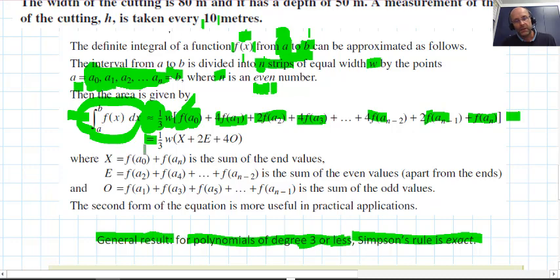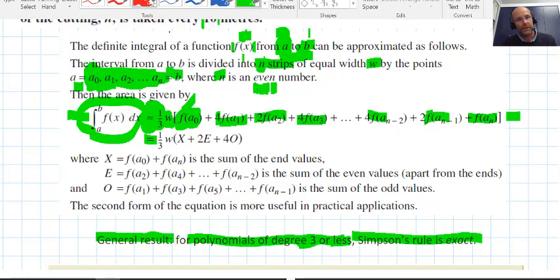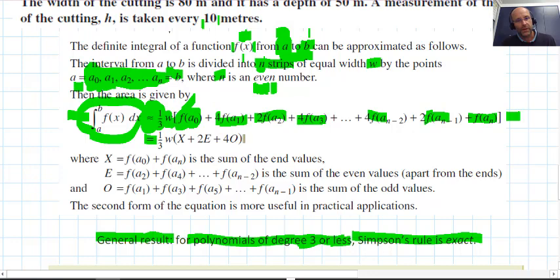Now, that expanded form is a bit cumbersome, especially when there are a lot of strips. So what we do is use some intelligent use of symbols, and basically it's going to get a better color because there's too much green going on. We come up with a good working formula, provided you know what capital X, capital E, and capital O mean. Now, a little bit like some applications of the trapezoidal rule, X is the extremes or the end values.